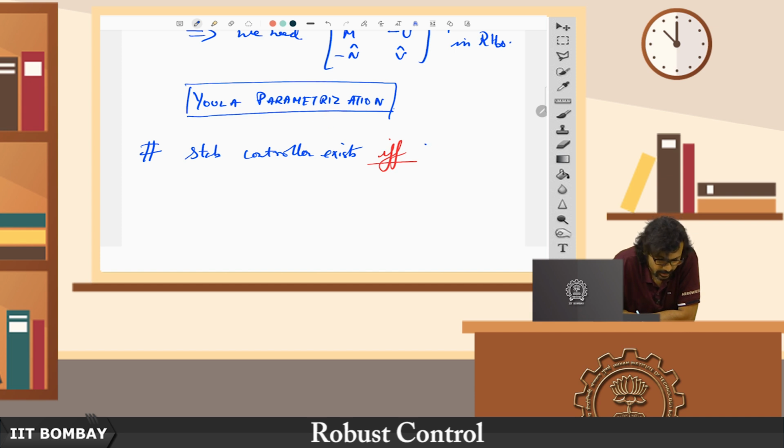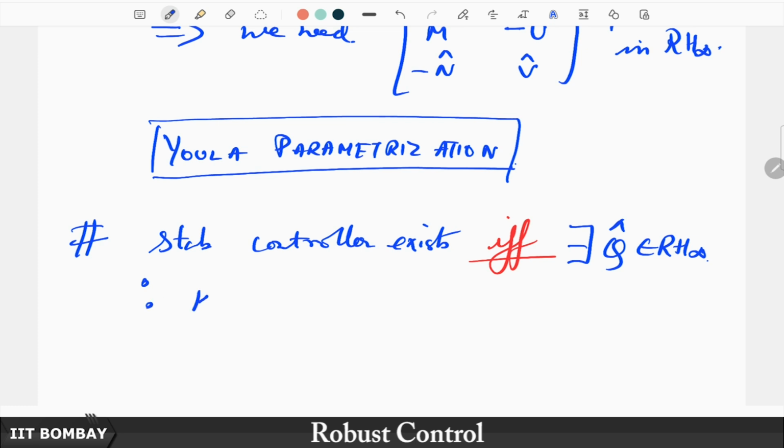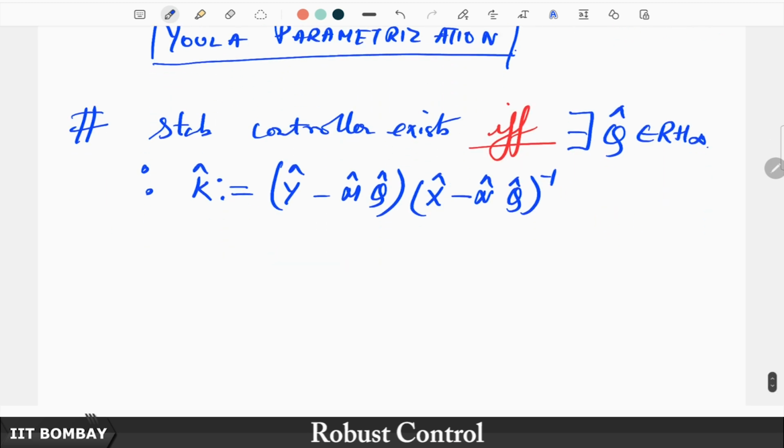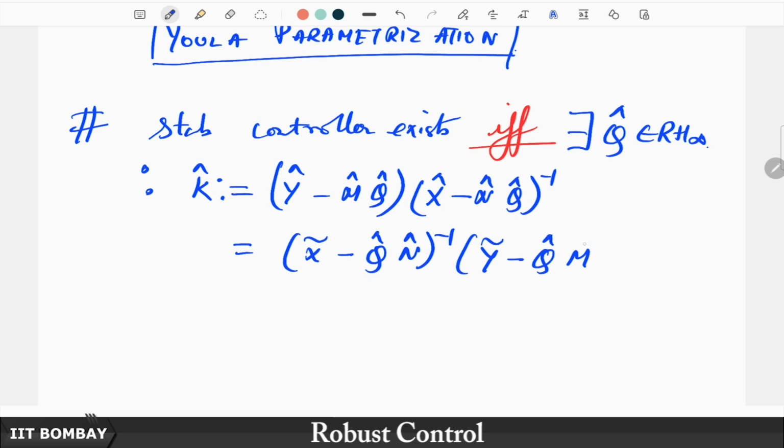So, let me write that down. There exists Q hat in RH infinity such that K hat is given by y hat minus m hat q hat times x hat minus n hat q hat inverse, which is the right co-prime factorization of the controller, which is also equal to x tilde minus q hat n tilde inverse and y tilde minus q hat m tilde, is it?